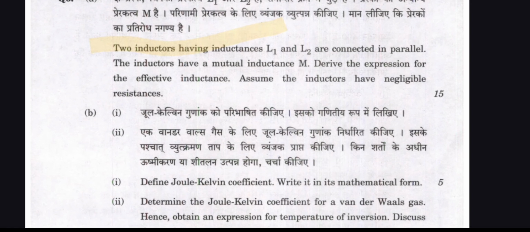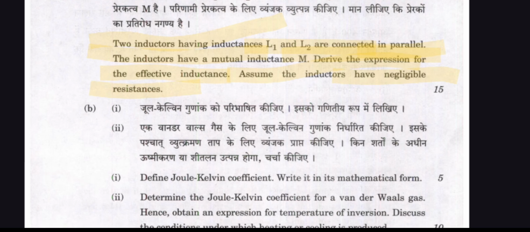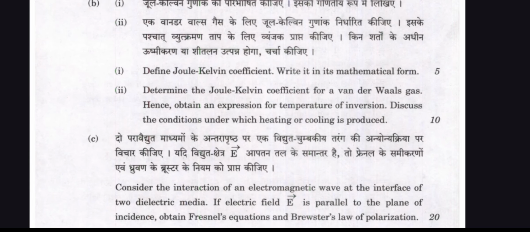And question number 6. Two inductors having inductances L1 and L2 are connected in parallel. The inductors have a mutual inductance M. Derive the expression for the effective inductance. Assume the inductors have negligible resistance. Question number B is here.